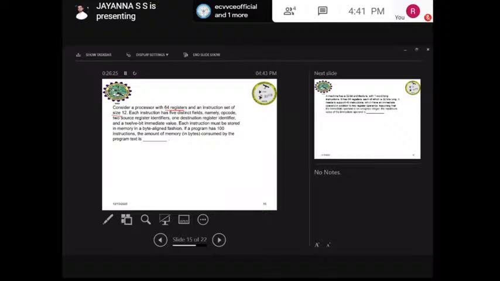Here in this example, you can observe that there is a processor which consists of 64 registers. Totally there will be 64 registers, okay, fine. And an instruction set of size 12. If you observe this particular question, there will be an instruction set of size 12. That means there will be an instruction set which consists of 12 instructions.